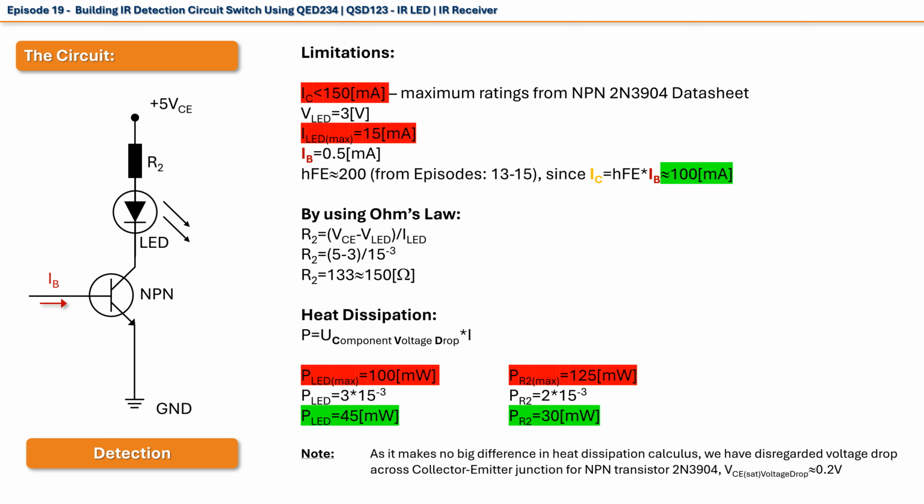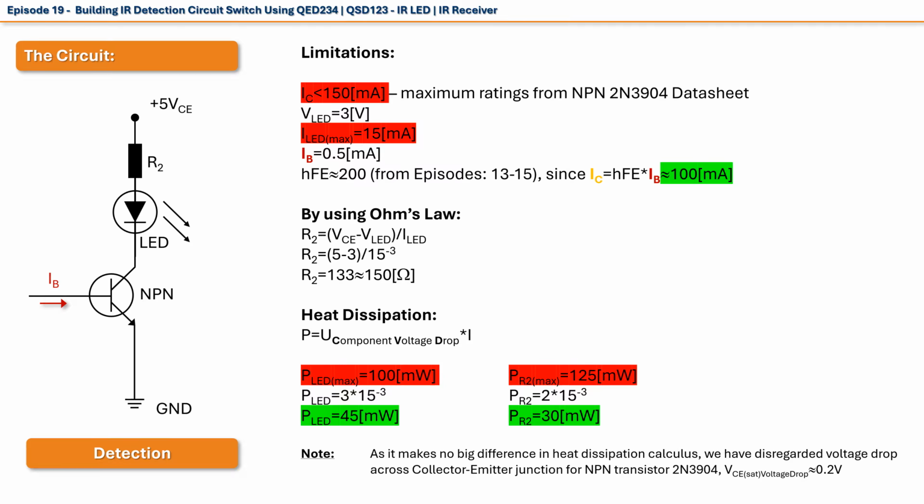The VCE power source is 5 volts, and we will assume a voltage drop of 3 volts across the indicator LED. By using Ohm's law, we have a value of 133 ohms for our R2 resistor. Since this is not a standard value, we will go with the next best thing, the standard 150 ohm resistor. So, this part of the circuit is complete.